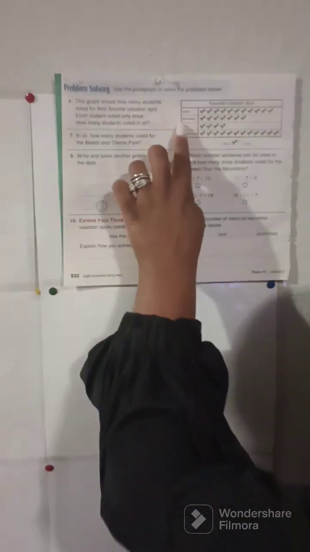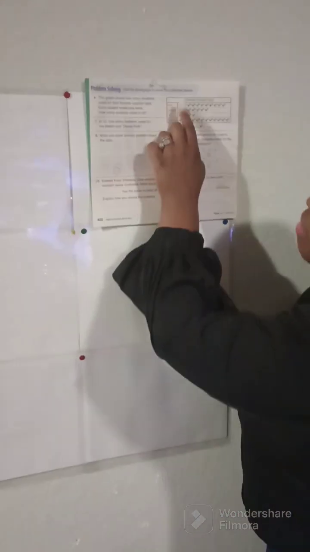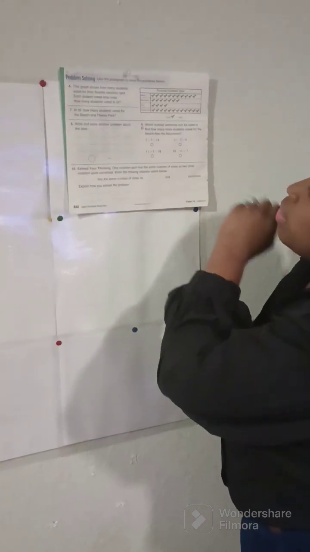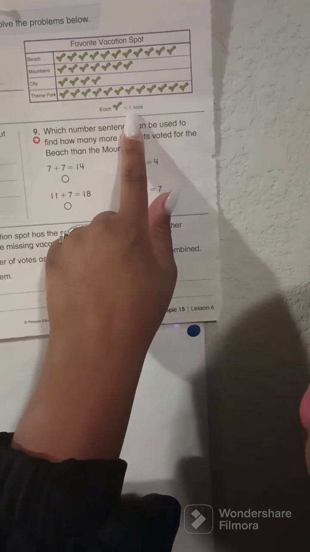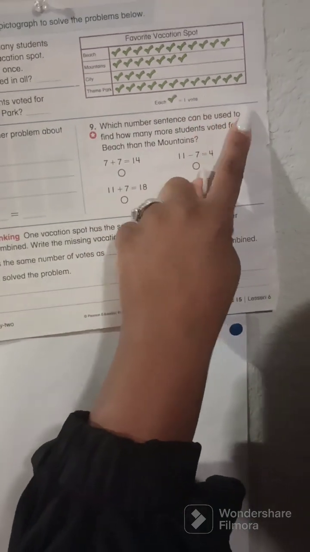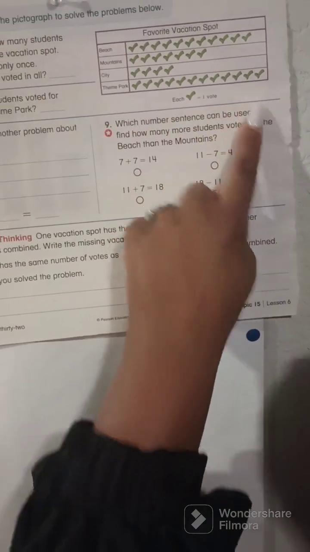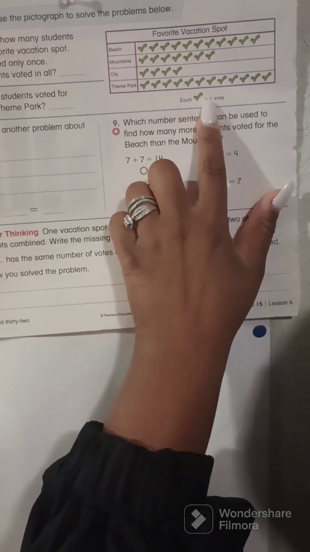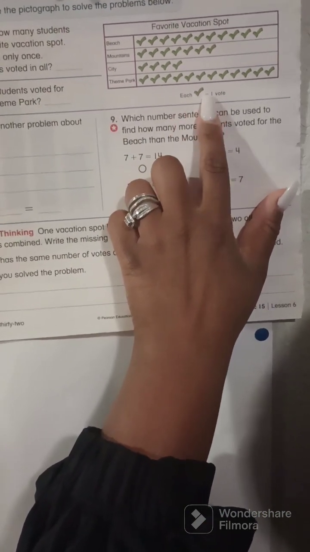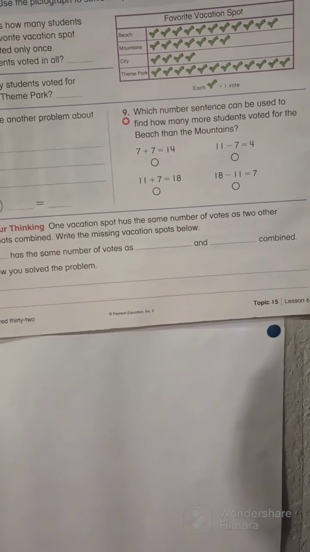We see beach, mountain, city, theme park, and they have little green checks by each one. And now I want you to notice something here. It says each check equals one vote. That's important to pay attention to. Notice how this graph doesn't go by numbers at the bottom. So there's all different types of graphs you can have. But it's important for us to pay attention to this key here because it says one check equals one vote. And it could possibly have one check equals 5 votes. So that's something we have to pay attention to.